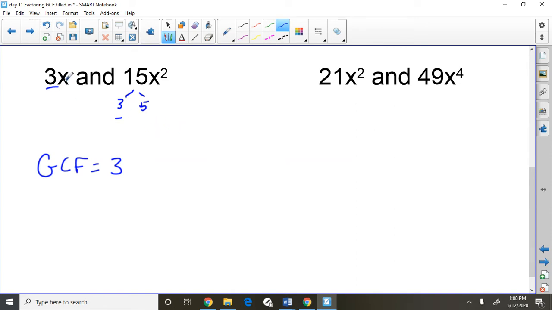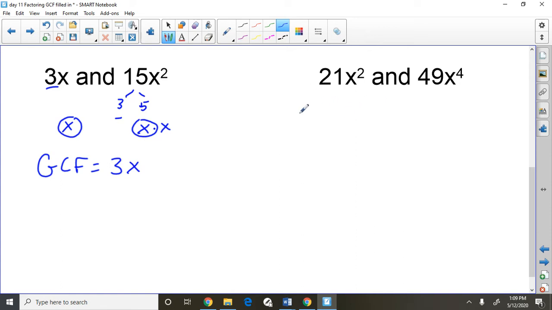Then look at the variables. I have an x over here. And then the 15x squared means x times x. So there's one common factor of x. My GCF includes the number and variable that are the greatest common factor.